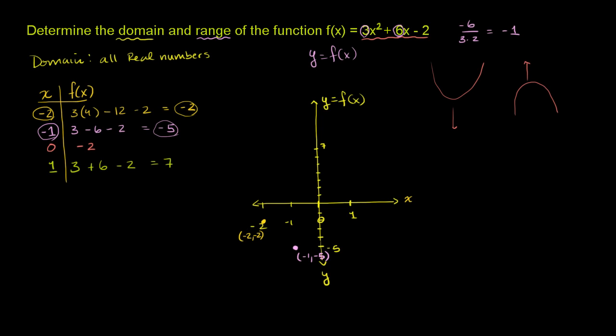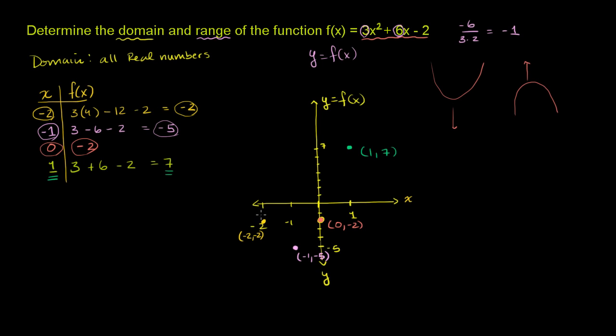And then we have the point 0, negative 2. When x is 0, y is negative 2, or f of 0 is negative 2. So this is the point 0, negative 2. And then finally, when x is equal to 1, f of 1 is 7. So that right there is the point 1, comma 7. And it gives us a scaffold for what this parabola, what this curve will look like.